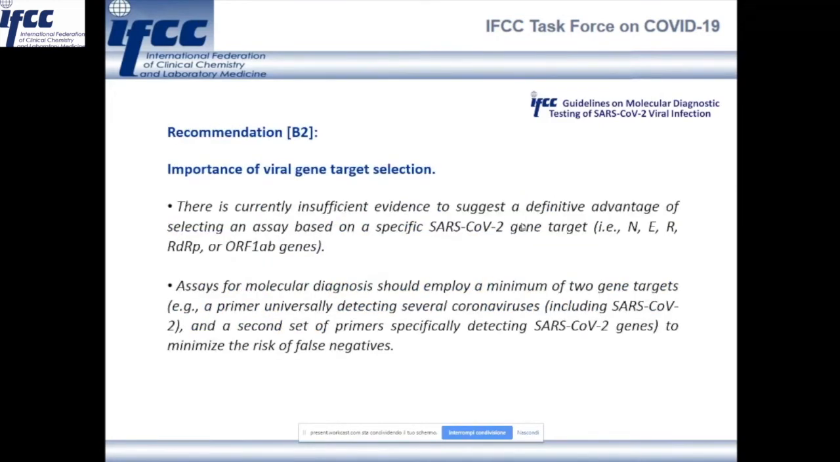As concerns the viral gene target selection, some interim consideration can be made, considering also the current indication of the World Health Organization and CDC. Briefly, insufficient evidence still exists to suggest the definitive advantage of selecting molecular assays targeting a specific SARS-CoV-2 target. Nevertheless, it seems quite reasonable to recommend that these assays should be based on not less than 2 gene targets, preferably employing one primer capable to detect several coronaviruses, obviously including SARS-CoV-2, combined with a second set of primers which shall more precisely detect one specific SARS-CoV-2 gene.